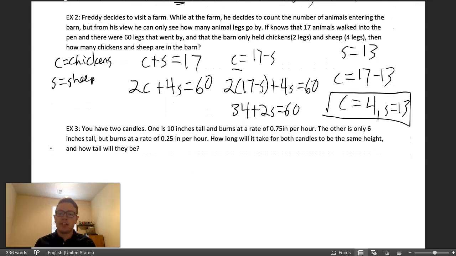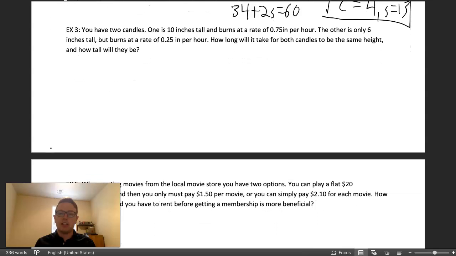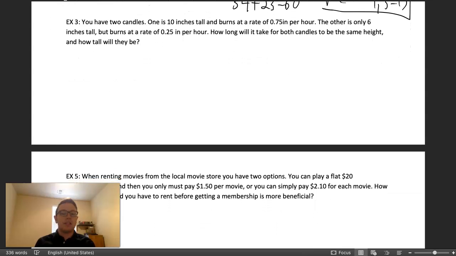Right, let's move on to another type of problem. We have 2 candles now. One is 10 inches tall and burns at a rate of 0.75 inches an hour, and the other is 6 inches but only burns at a rate of 0.25 inches per hour. How long will it take for them to reach the same height, and how tall will they be?